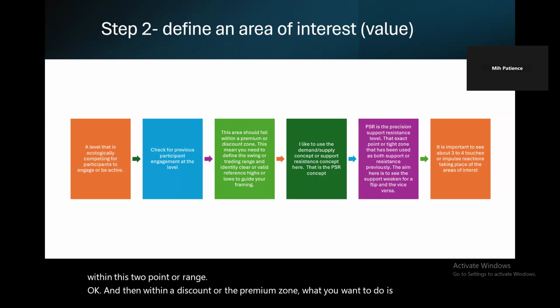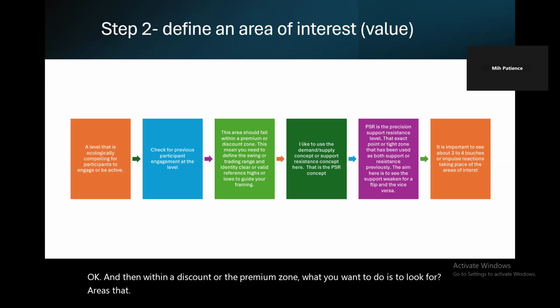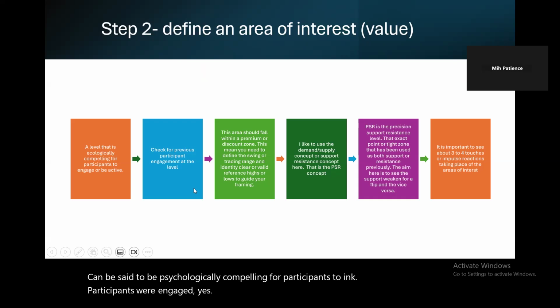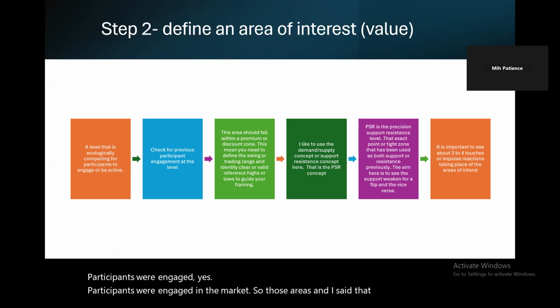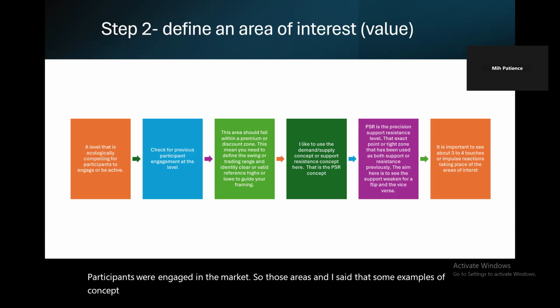And then within a discount or the premium zone, what you want to do is to look for areas that can be said to be psychologically compelling for participants to engage in the market. So those areas, and I said that some examples of concepts that we can use to identify those areas, some of the simple concepts could be just demand supply zones or support resistance zones.